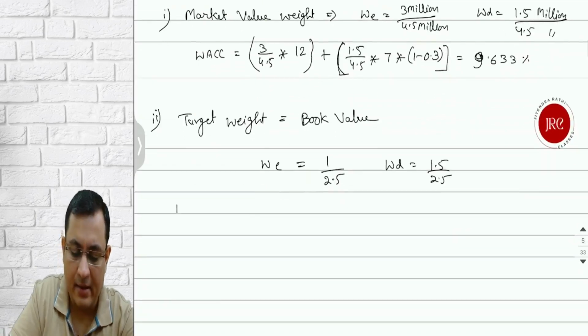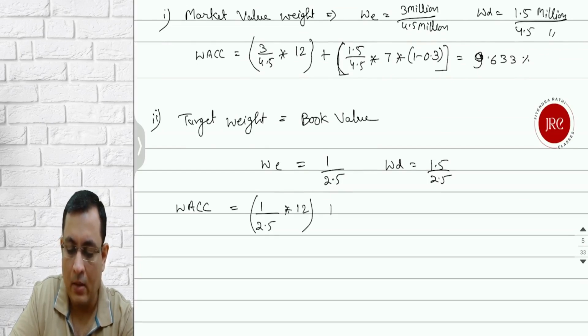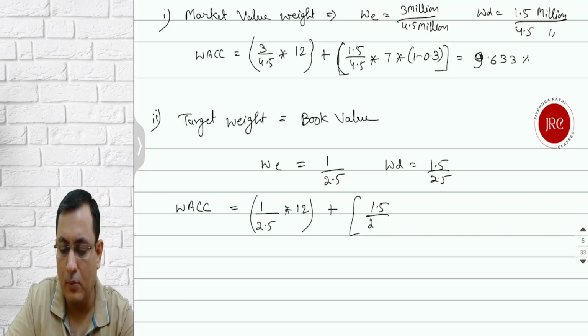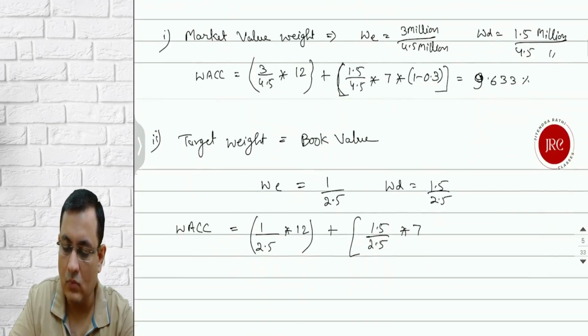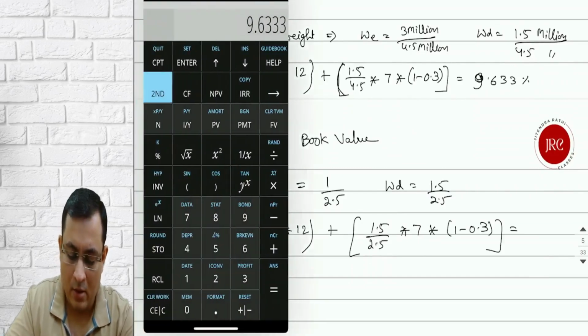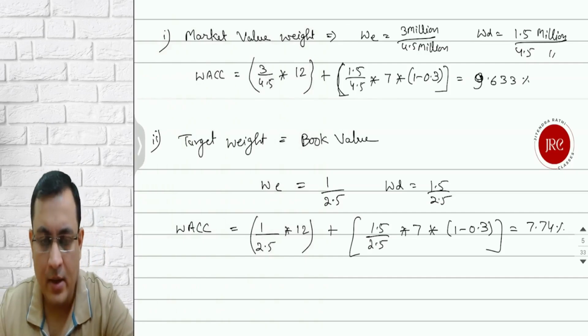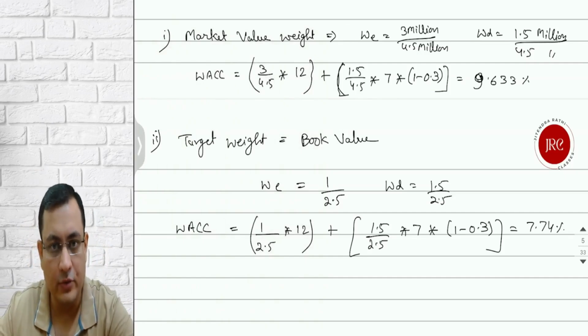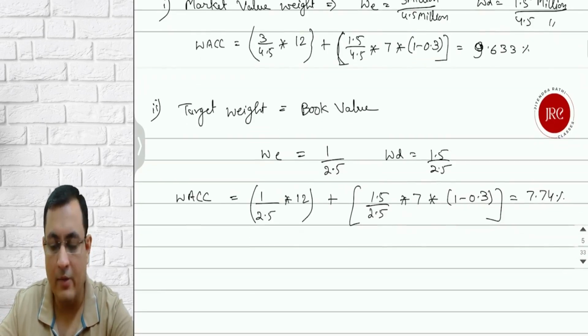So let's calculate the WACC again. In that case, WACC is equal to 1 on 2.5 into 12, plus 1.5 over 2.5 into 7 multiplied by 1 minus 0.3. Let's see the value: 12 divided by 2.5, and 1.5 divided by 2.5 multiplied by 7 multiplied by 0.7, is equal to 7.74%. So these are the two calculations of weights, and we have done the calculation of WACC also. Hopefully everyone understood the WACC calculation.